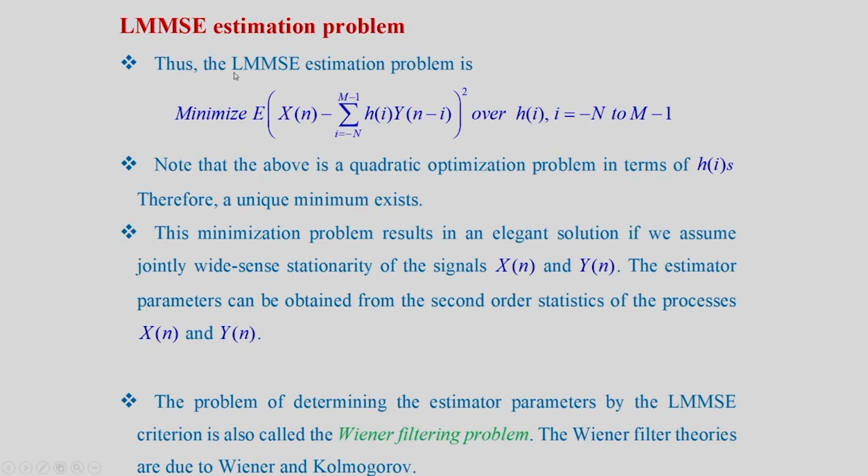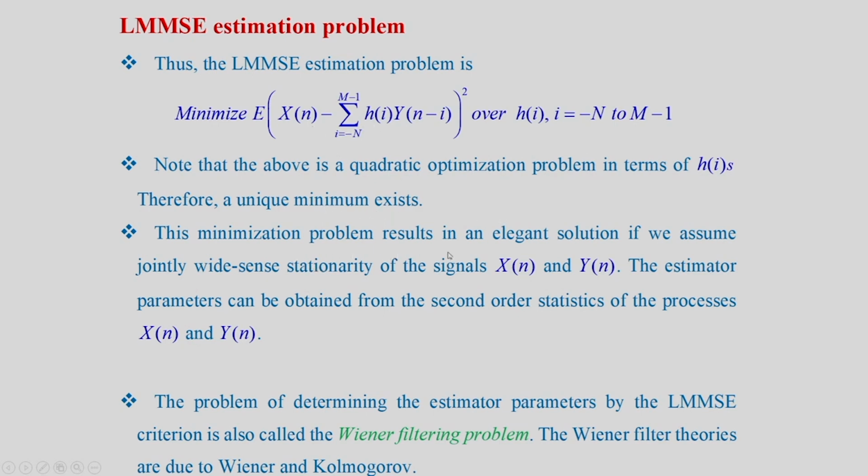So, we can write the LMMSE estimation problem as: minimize E of xn minus summation hi into yn minus i, i going from minus N to M minus 1, whole square, over hi, i going from minus N to M minus 1. Now, let us see this optimization problem. This is the cost function, and this cost function is a quadratic cost function in terms of hi. Therefore, the above is a quadratic optimization problem in terms of hi. Therefore, a unique minimum exists. Because it is a quadratic optimization problem, a unique optimum exists.